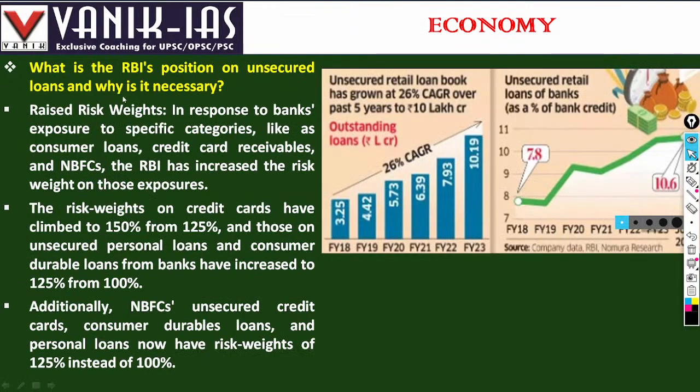What is the RBI's position on unsecured loans and why is it necessary? The RBI has raised risk weights in response to banks' exposure to specific categories such as consumer loans, credit card receivables, and NBFCs. The risk weights on credit cards have climbed to 150% from 125%, and those on unsecured personal loans and consumer durable loans from banks have increased to 125% from 100%. That means this is an increase. Additionally, the NBFC unsecured credit cards, consumer durable loans, and personal loans now have risk weights of 125% against 100%. That means the risk in all these loans has been increased in recent times.